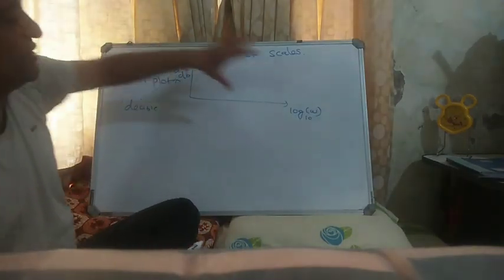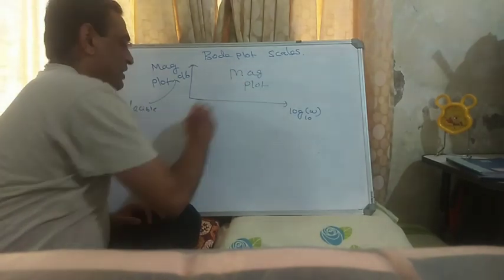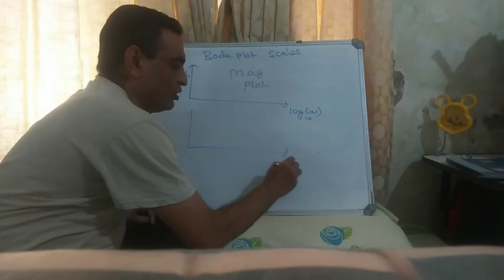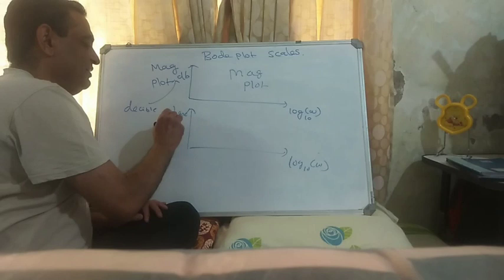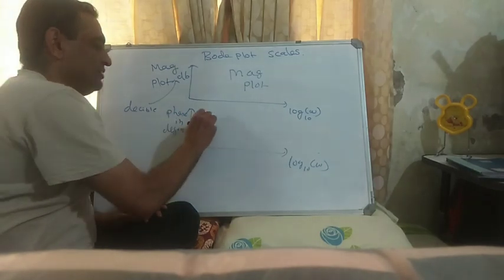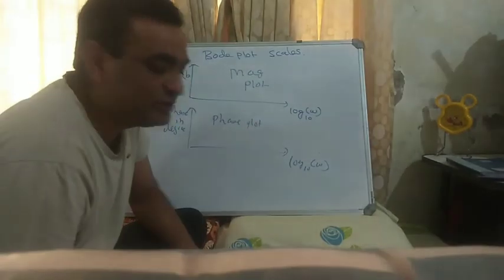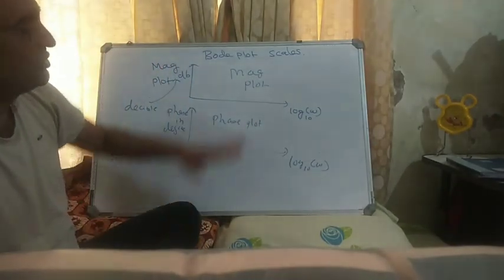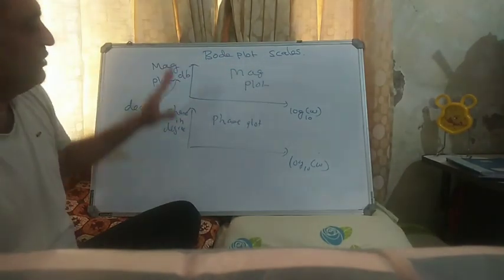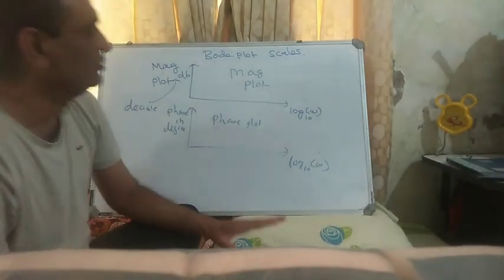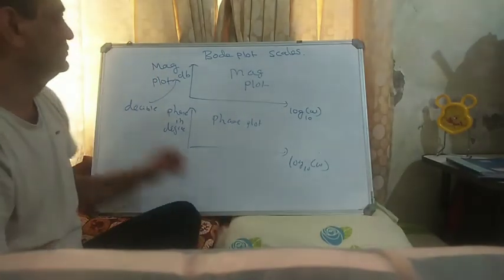So decibel versus log w is the magnitude plot, and log w versus phase in degree is the phase plot. So far we have seen that the Bode plot consists of two plots: the magnitude plot and the phase plot. Magnitude means decibel versus log w, and the phase plot is phase versus log w. This is about the Bode plot scales.